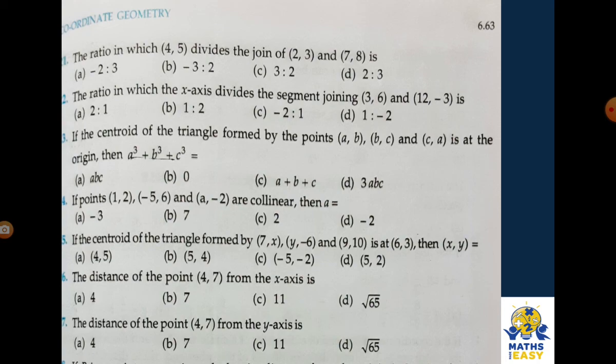So this is what? This is a section formula: the ratio in which a point divides a line joining these two points. Now, children, what is given? Again, make one rough diagram. This is a line segment. Here is one point A. Here is one point B.